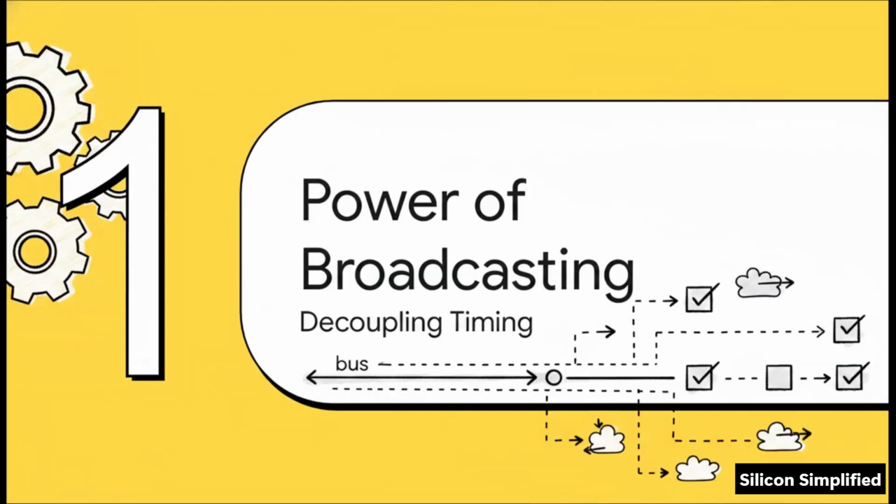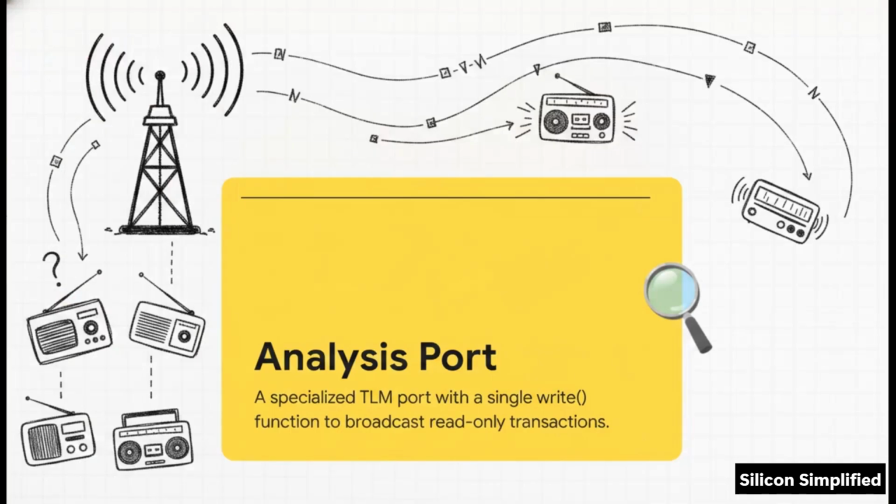All right. Section 1, the power of broadcasting. We're looking at decoupling timing and execution. So, at the very heart of UVM's modularity is transaction-level modeling, or TLM. TLM is essentially just a message passing system. But to avoid those painful stalled simulations we talked about, we need a way to pass messages that doesn't cause our simulation components to block or wait on each other. We need total decoupling between the timing of our bus and the execution of our checkers.